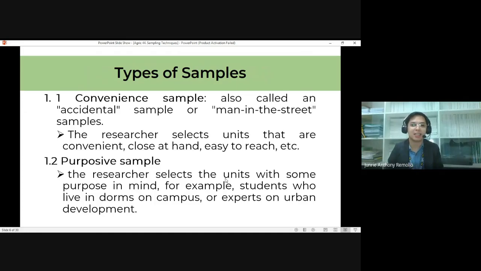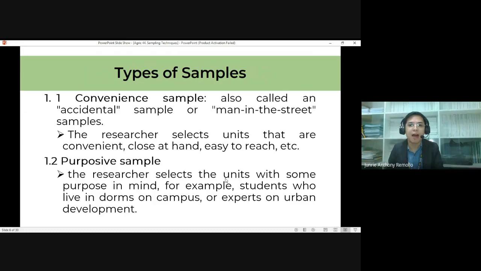Madali lang makuha. The second one is the purposive sample. In this type of sample, the researcher selects the units with some purpose in mind. For example, students who live in dorms on campus or experts on urban development. This means that as a researcher, you already have a plan in getting particular data, you have already set a pool of respondents you want to interview, and you are being specific with the type of respondents you need.